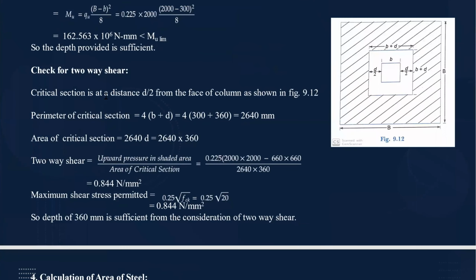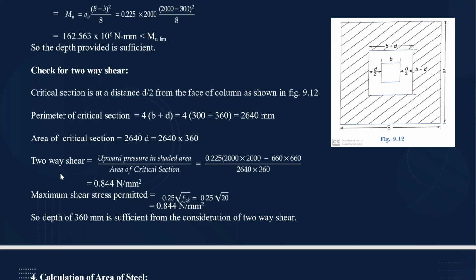For the check of two-way shear, that is for punching shear, you have to consider the critical section, which is at a distance of d by 2 from the face of the column. Mind it, this small d is nothing but the effective depth of the footing. The perimeter of the critical section is 4 into 300 plus 360, that is 2640 mm. Area of the critical section is again perimeter into d, that is 2640 into 360.